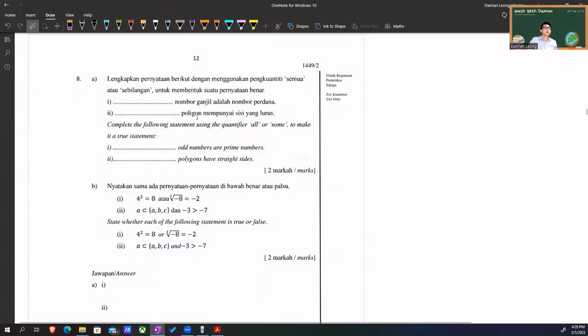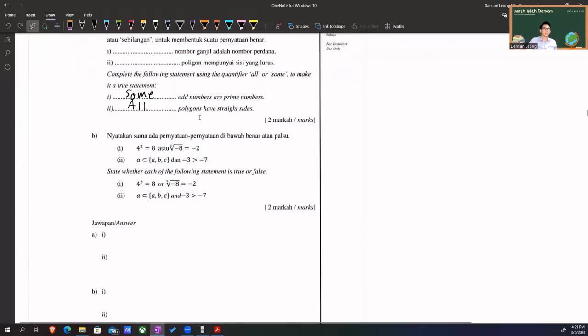Logical reasoning question. So complete the following using quantifier all or some to make a true statement. So all numbers are prime numbers. Only some numbers are prime numbers. Okay, some will be not. Then polygons have straight sides. All polygons will have straight sides. Yeah. Okay, because polygons need to have straight sides for it to be called a polygon.